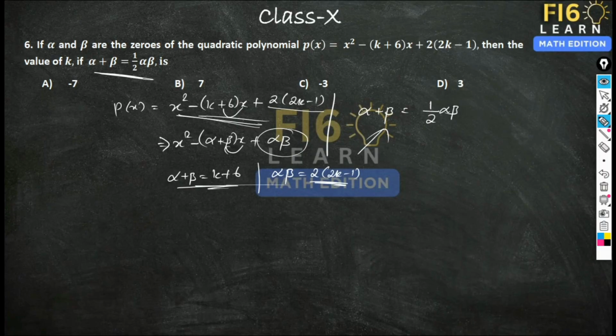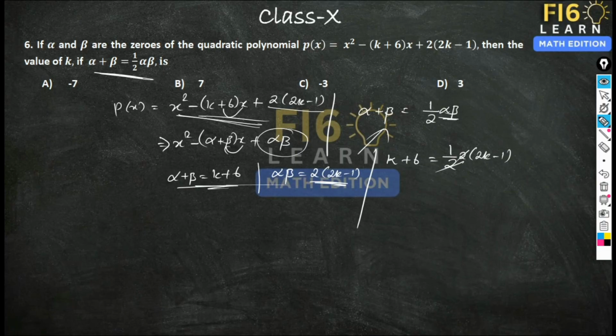Instead of this alpha plus beta, we can put the k plus 6 here. So we will get k plus 6 is equal to 1 by 2. Instead of this alpha beta, we can write the given value here, 2 into (2k minus 1). We will get 2 into, we can write 2 into (2k minus 1). Okay. Now we found the value of alpha beta and alpha plus beta and substituted those values in the given equation. From this equation we have to find the value of k.